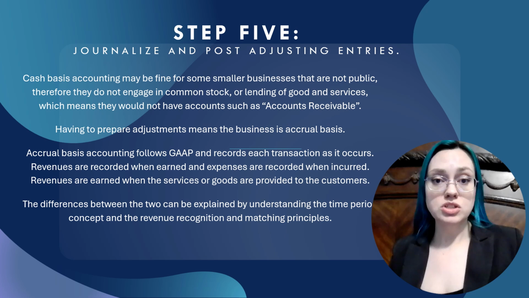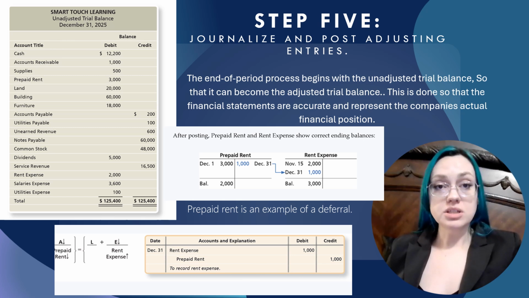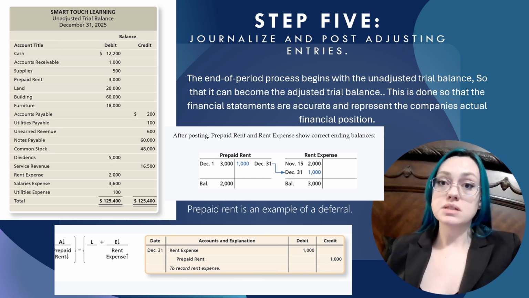Having to prepare adjustments means the business is on an accrual basis of accounting. Accrual basis accounting follows the GAAP and records each transaction as it occurs. Revenues are recorded when earned and expenses are recorded when incurred. All right, still in step 5, journalize and post adjusting entries. So this unadjusted trial balance lists the revenues and expenses, but these amounts are incomplete because they exclude some revenue and expense transactions. Accrual basis accounting requires that businesses review the unadjusted trial balance and determine whether any additional revenues and expenses need to be recorded.